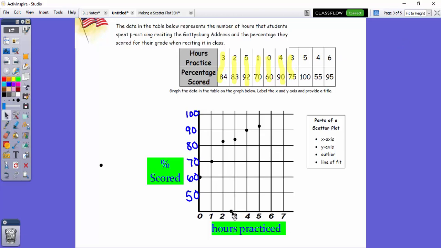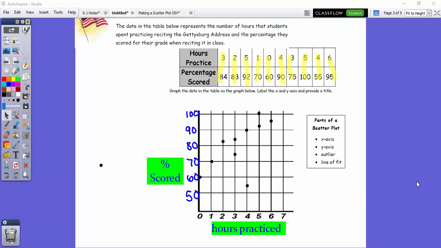375 over 3 up to 75. You have to estimate, it's in between 70 and 80. 100. 455 over 4 up to 55. And the last one is 695. So over 6 up to 95. And then we have all of our points on the scatter plot.